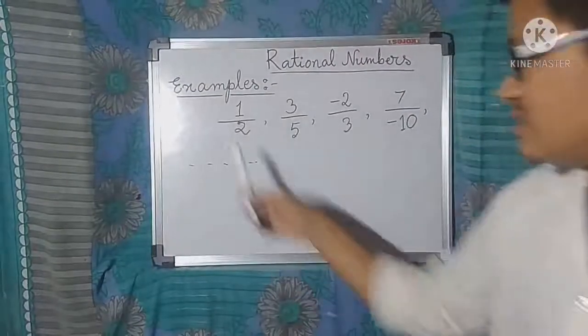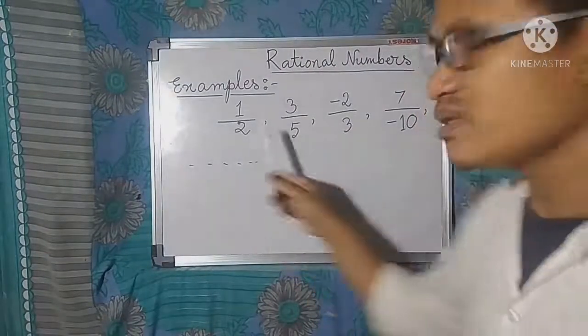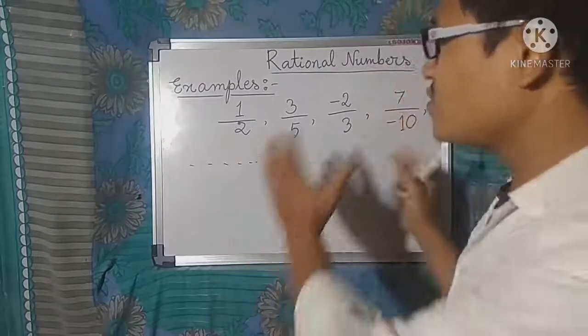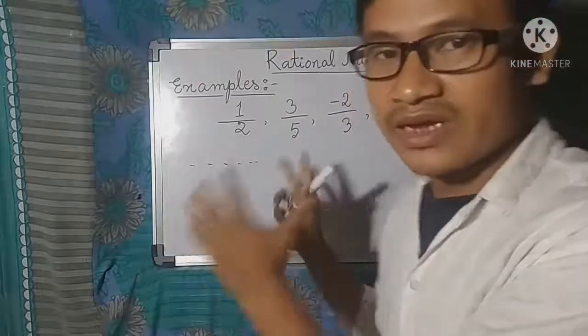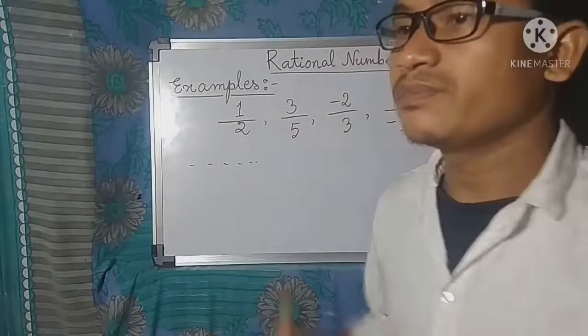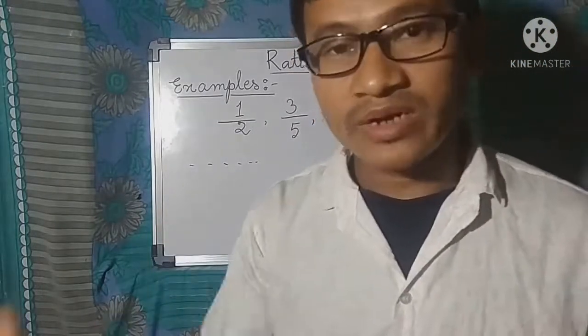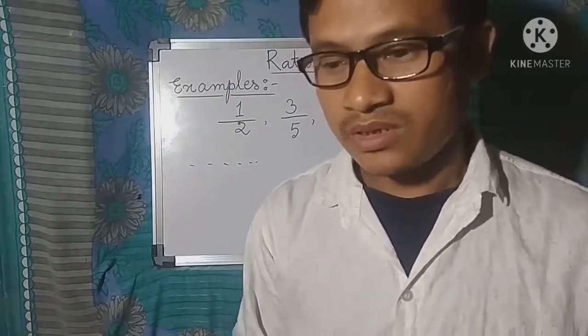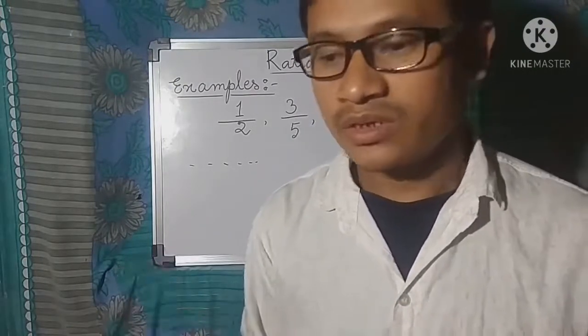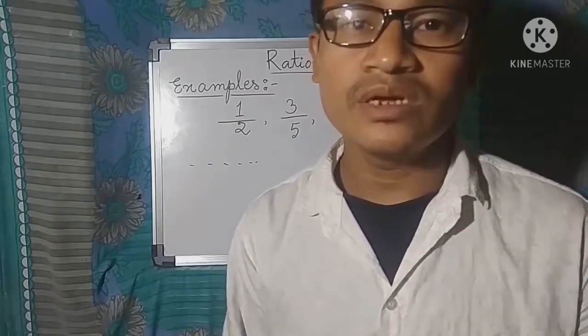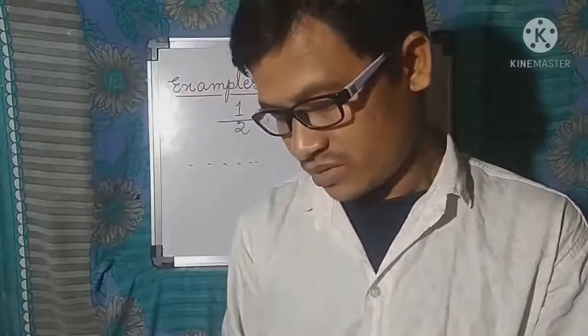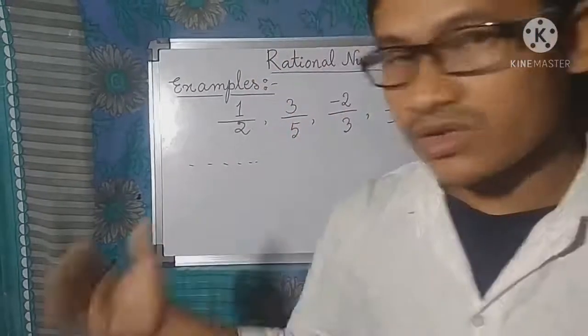So apart from these clear examples of rational numbers, these are clear examples because we can see that all of these numbers are in the form of p by q. I will give some more examples which can also be rational numbers. So please take a closer look on the board.